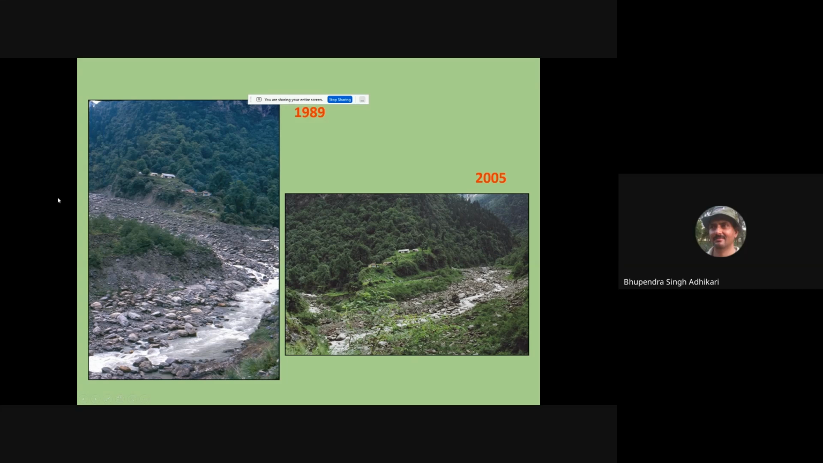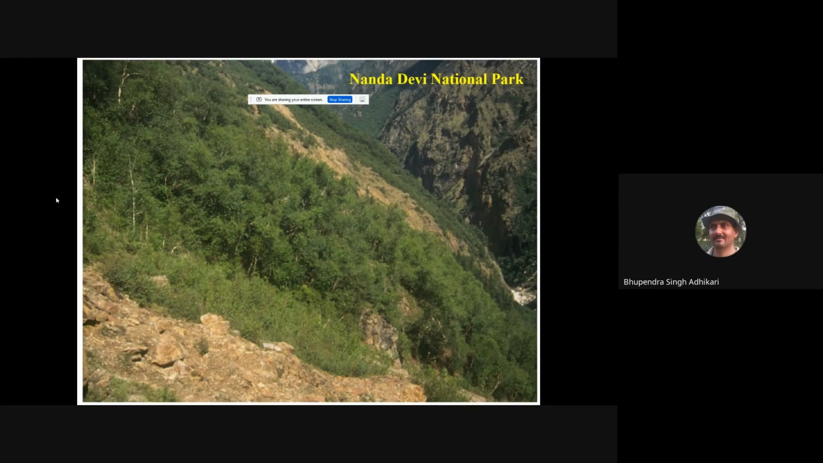As you know, in 2013 there was this calamity happening in Uttarakhand. Similarly, in remote areas such kind of flooding takes place, and the vegetation is just washed away from those areas. As you might have also heard, the Himalayan treeline is moving up. A lot of people are now discussing this. But here you can see this is the photograph from the National Park.